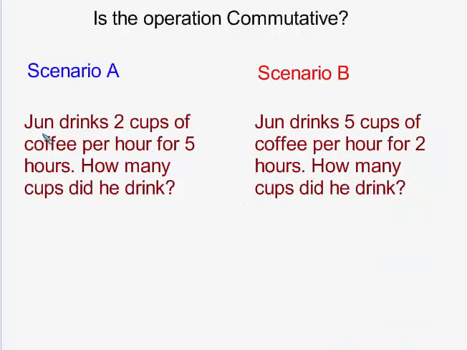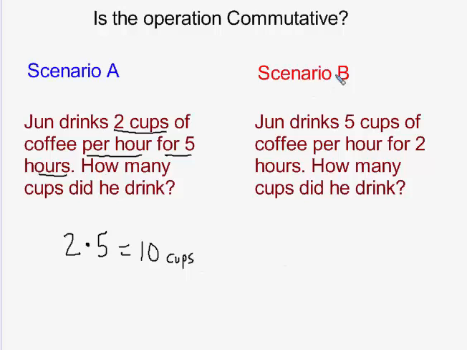In scenario A, we have Juin drinking 2 cups of coffee per hour, and he drinks 2 cups per hour for 5 hours, and we are to answer the question, how many cups of coffee did he drink? So he drinks 2 cups of coffee per hour, but then he does this for 5 hours. So for each of the 5 hours, he drinks 2 cups. So if we multiply those two numbers, we get that he drank 10 cups of coffee.